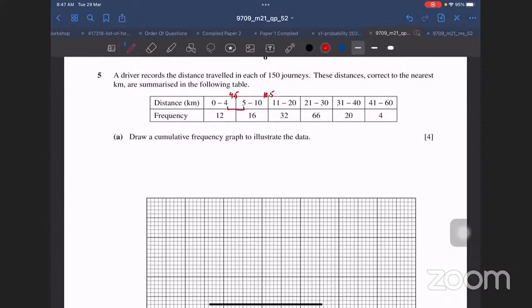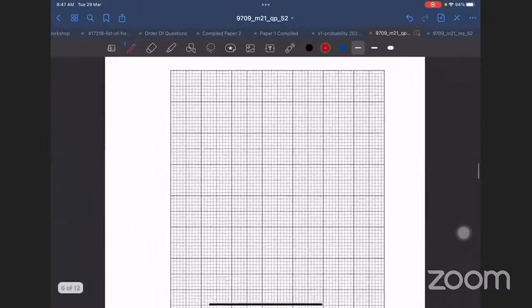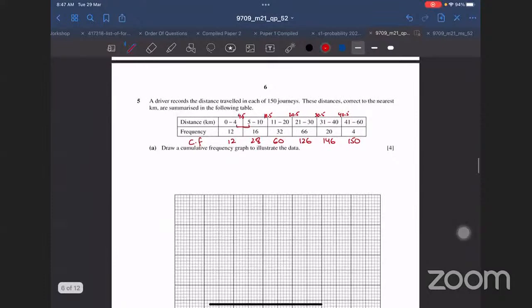This is the average of 4 and 5. This is the average of 10 and 11. And so on. Okay. Then I'm going to calculate the CF. So this is 12. 12 plus 16 gives me 28. Plus 32 gives me 60. Plus 66 gives me 126, 146, and 150. Now, when I'm drawing my cumulative frequency curve, I need to take the boundaries up to 60.5.